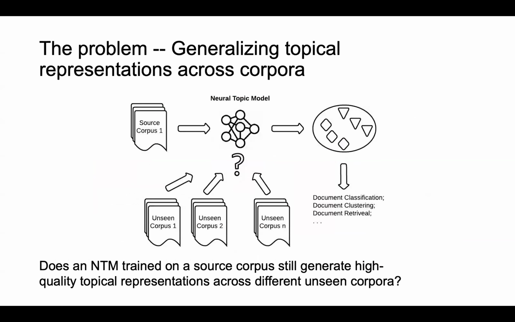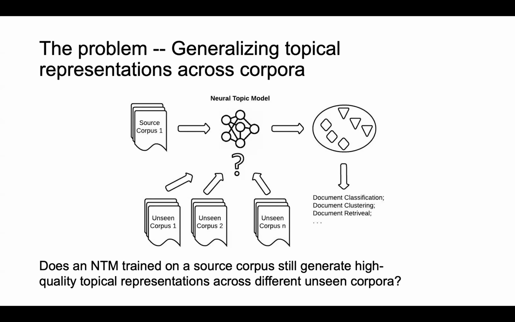So that's where we introduce our problem. It's the generalization of the topical representation. Given the source documents, the topic model can learn what is, let's say, a good representation because the topics are separate. And through these features, we can use the representation for downstream applications. For example, we can use these features as input to train a classifier for document classification or retrieval.